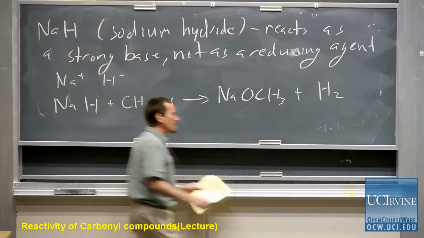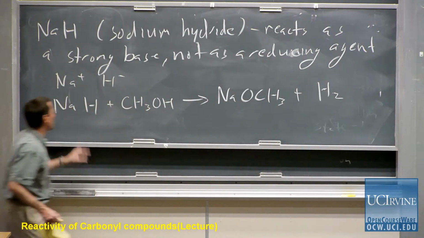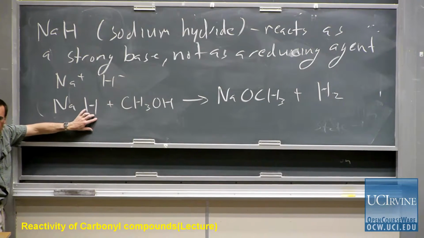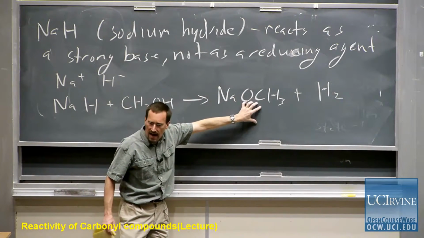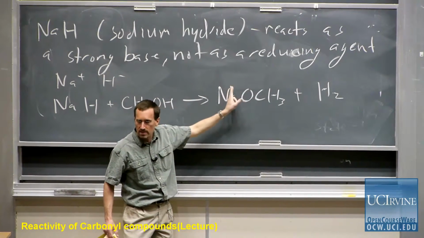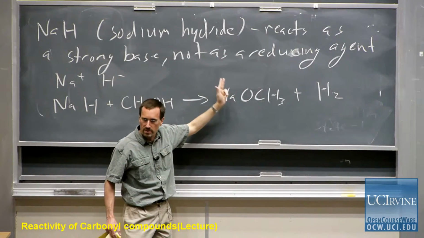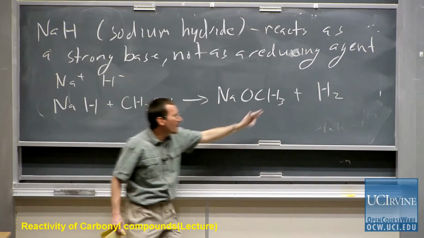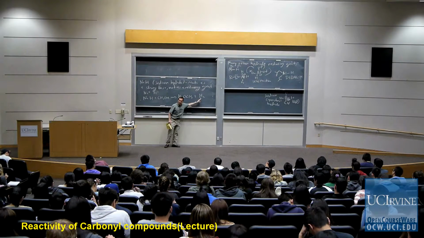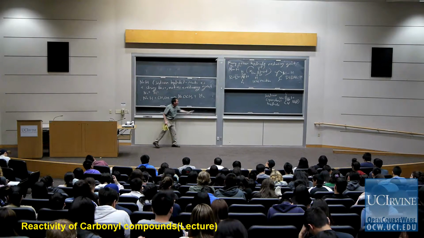Hydrogen has a pKa, so this is an acid-base reaction. Hydride anion reacts with methanol to give methoxide anion. I've just shown it as NaOCH3, but of course that's Na plus OCH3 minus, an ionic compound, plus hydrogen gas. So this is an acid-base reaction.